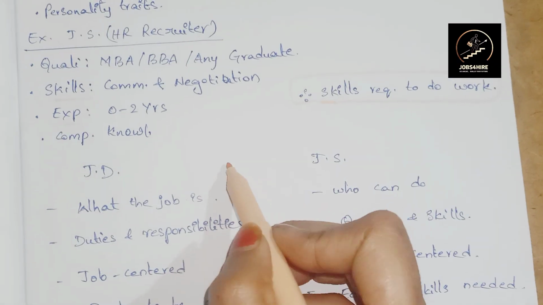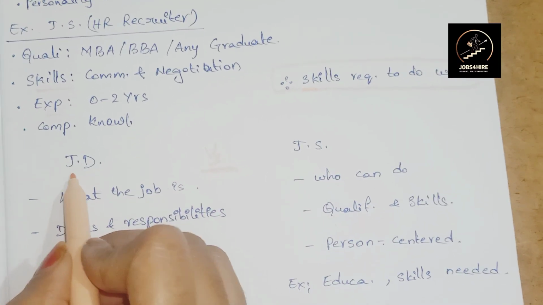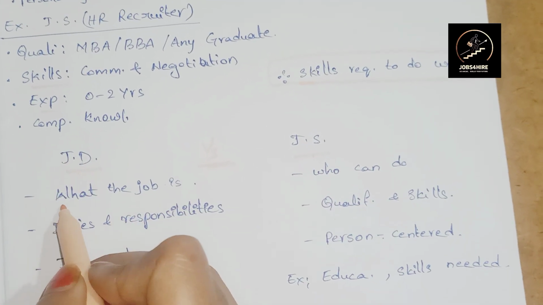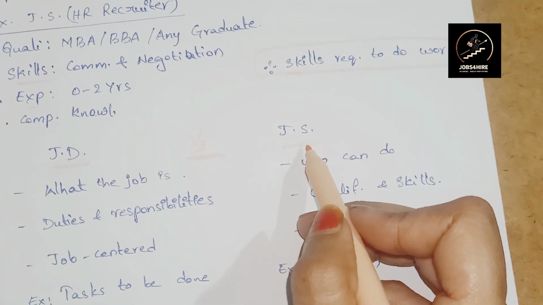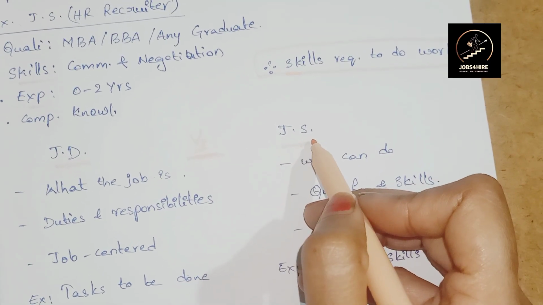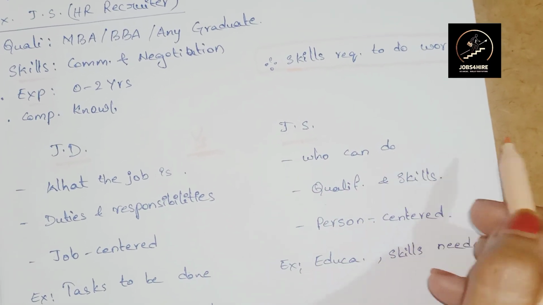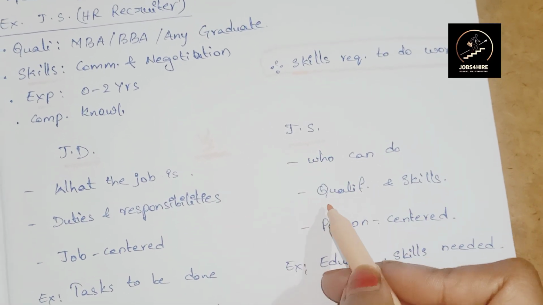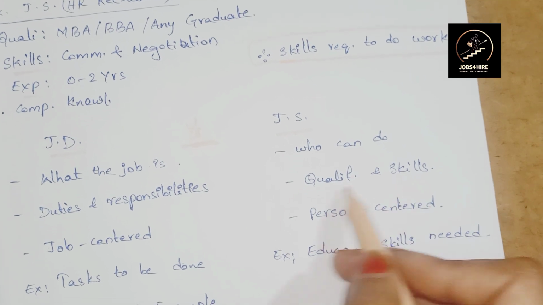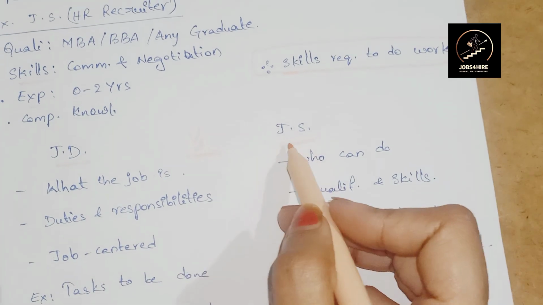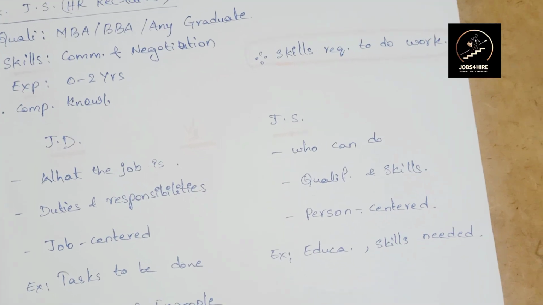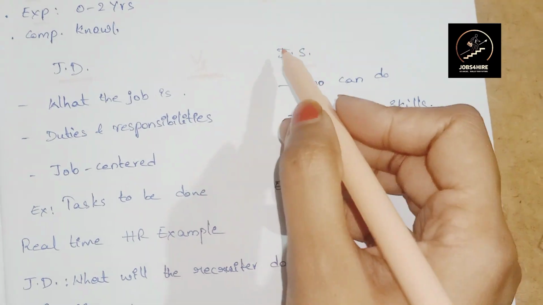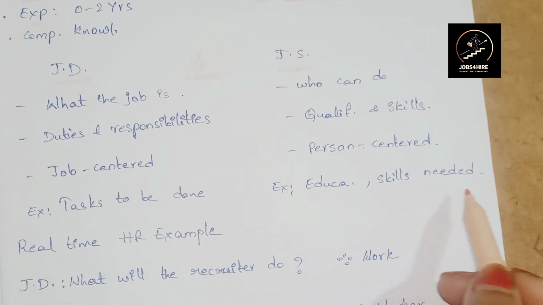So let's see the difference between JD and JS, job description and job specification. Job description says what the job is. Job specification means who can do the job. JD focuses on duties and responsibilities. JS focuses on qualification and skills. JD is job centered, JS is person centered. For example, for JD, the task to be done. For JS, education and skills required.